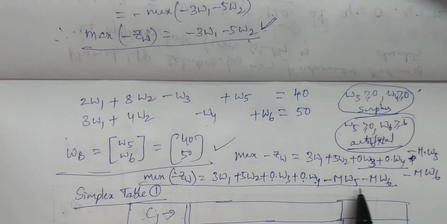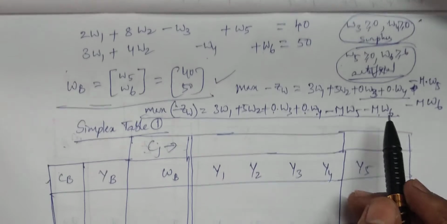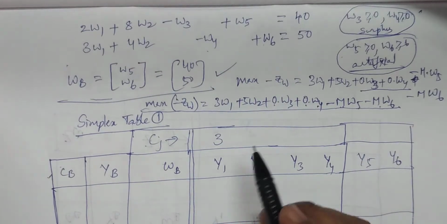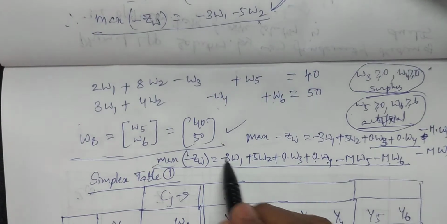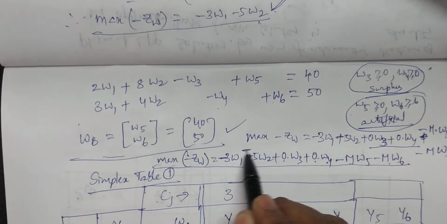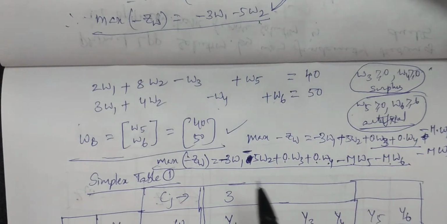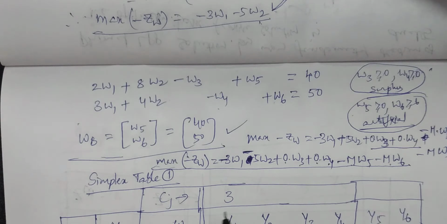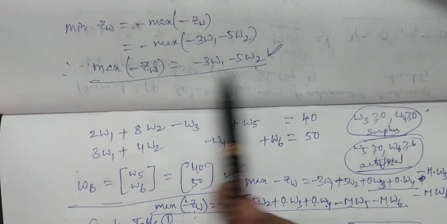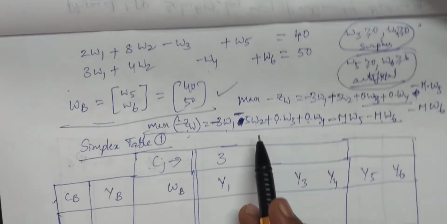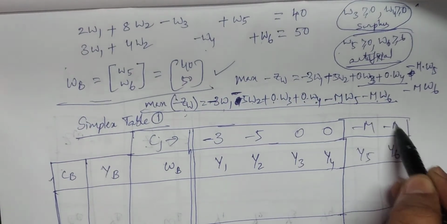We have introduced the cost 0 for them. For omega 5, omega 6, in the big M method we have to introduce minus M as the cost. So now come here, and the costs are minus 3, not plus 3, minus 3, minus 5. So here it is minus 3 omega 1 minus 5 omega 2. This is the mistake usually made by students, the only one mistake. In the consideration of maximize minus z omega, you have to consider minus 3 omega 1 minus 5 omega 2. This is the function you have to consider. So minus 3, minus 5, and the costs here 0, 0, minus M, minus M.